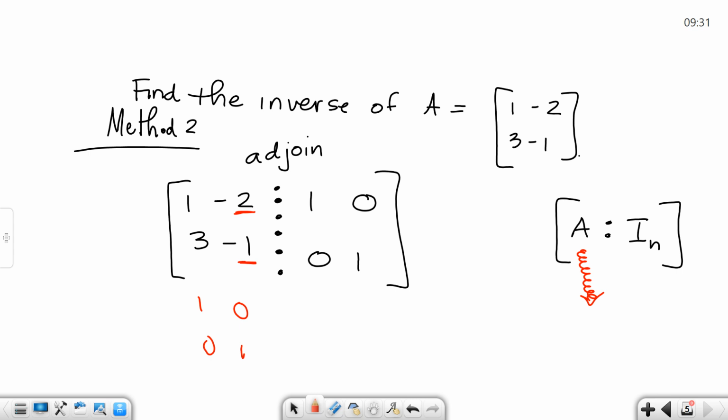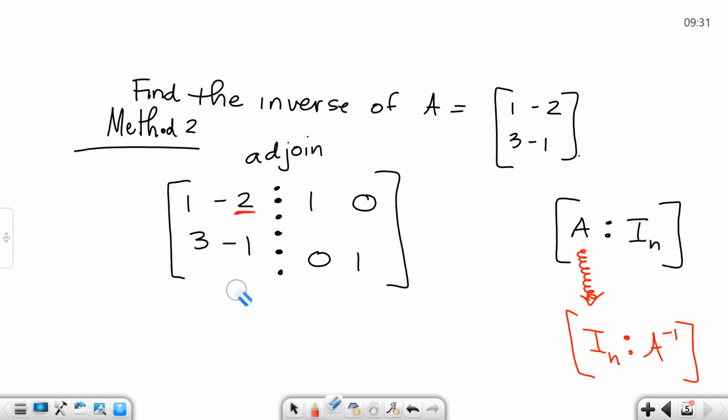So we'll do that by using our elementary row operations from our last class. So when we do that, we're going to go all the way across that adjoined matrix, and what I get on this side will be your inverse. Okay? So here we go.